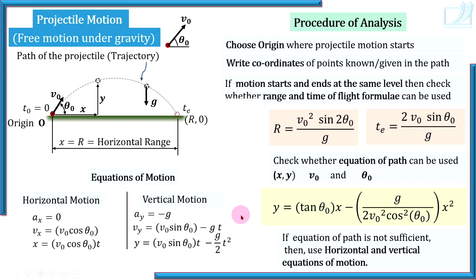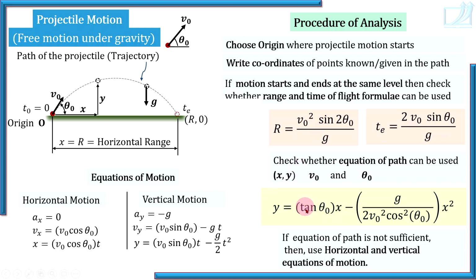So now let's focus on procedure of analysis. Choose origin where projectile motion starts. Write coordinates of points known or given in the path. If motion starts and ends at the same level, then check whether range time of flight formula can be used. If it is not the case where motion starts and ends at the same level, then of course you must not use these two formulae.